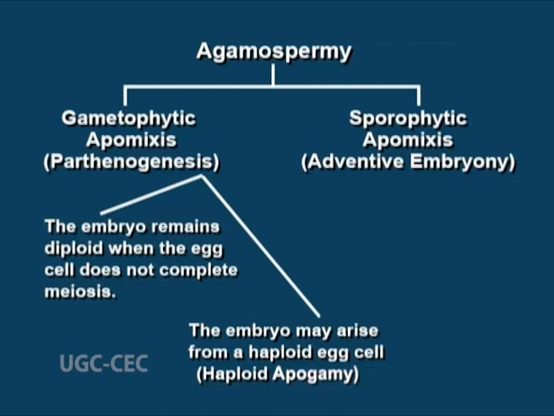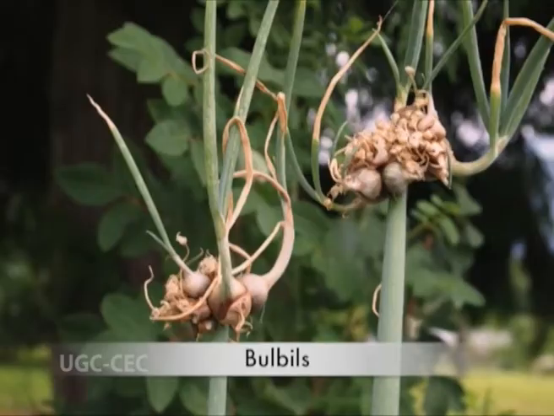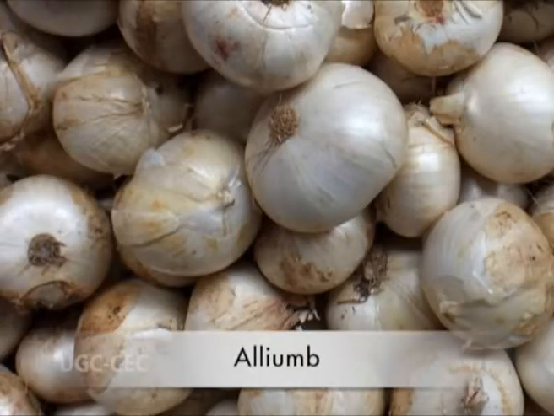In sporophytic apomixis, an embryo is formed directly from nucellus or integument tissue of the ovary wall. This is also called adventive embryony, and it is common in several species of citrus and mango. In vegetative apomixis, plants propagate by vegetative parts like bulbils, as seen in plants like allium and agave.